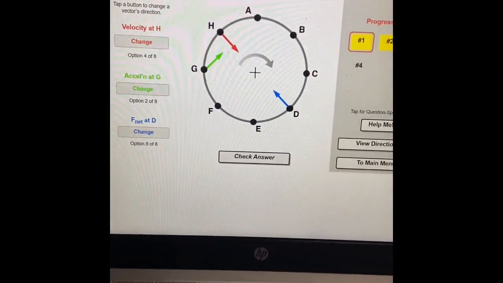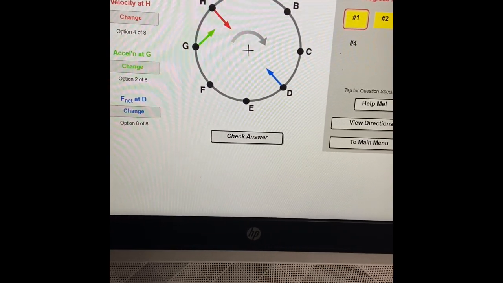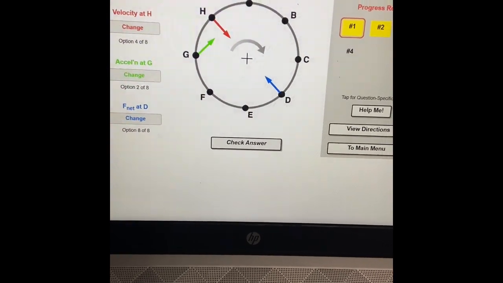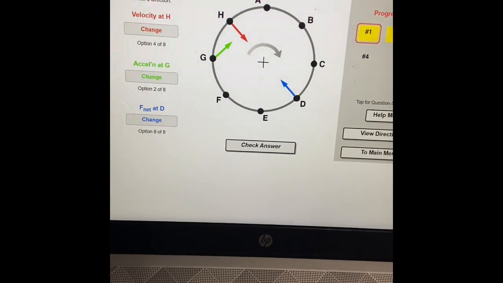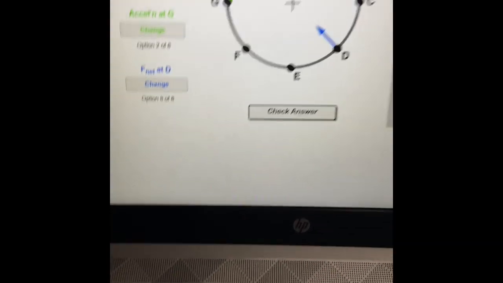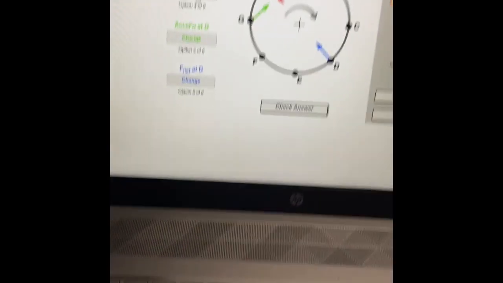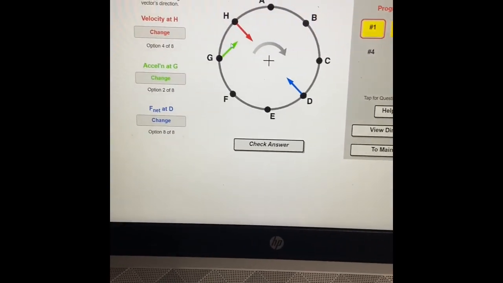An object is moving clockwise around the circle. Identify the direction of the velocity vector at h, the acceleration vector at g, and the net force vector at d. So, let's go for the velocity first. Velocity is the red arrow right here.